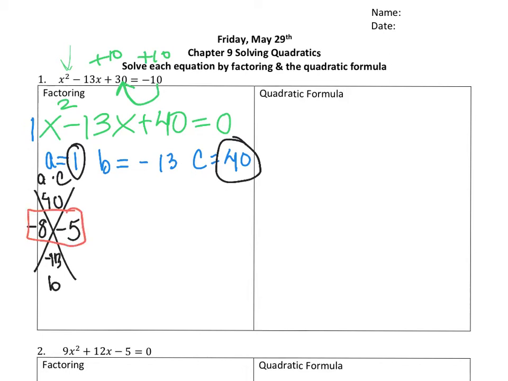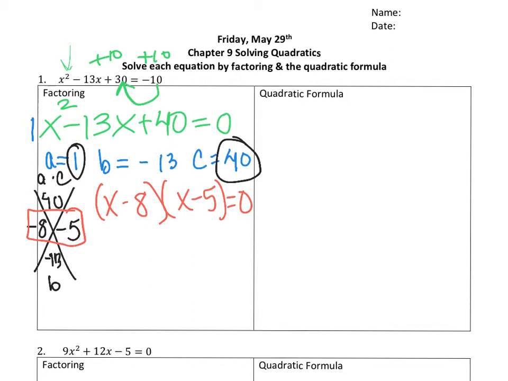Once you have those factors, we can write x minus 8, x minus 5 is equal to 0. Now I know that I factored correctly because if I were to FOIL, right, if I went x times x is x squared, x times negative 5 is negative 5x, negative 8 times x is negative 8x, negative 8 times negative 5 is 40. When I simplify, I'll get my original trinomial. So I know that I factored correctly.